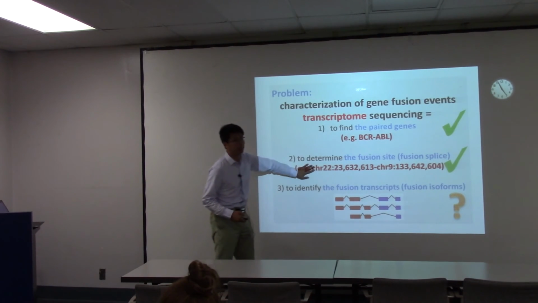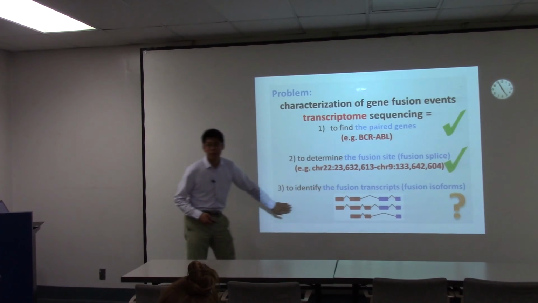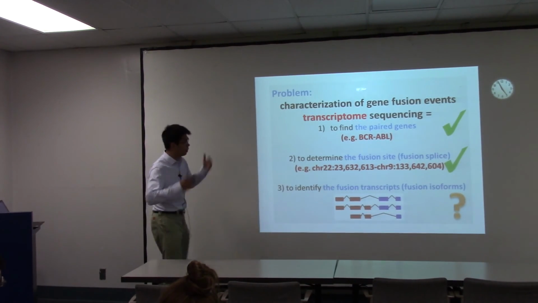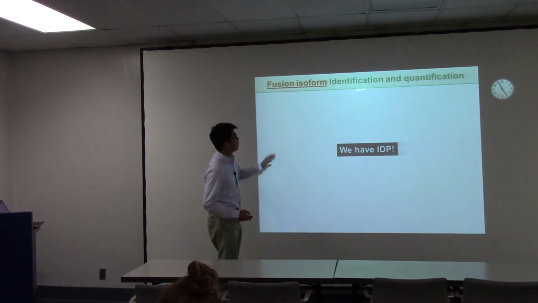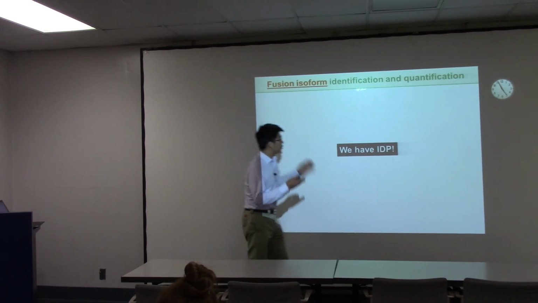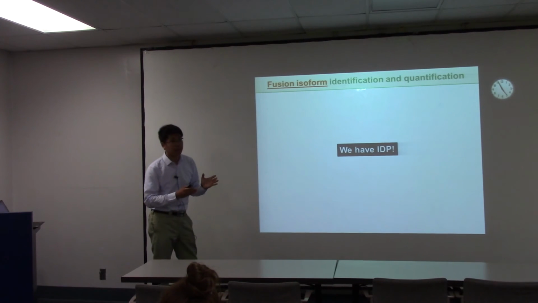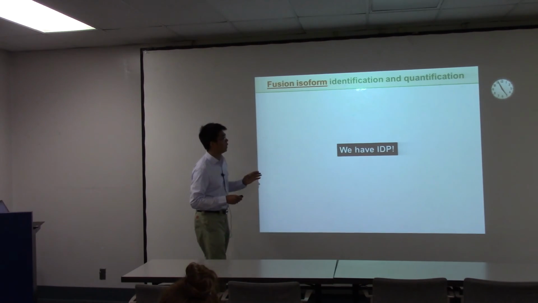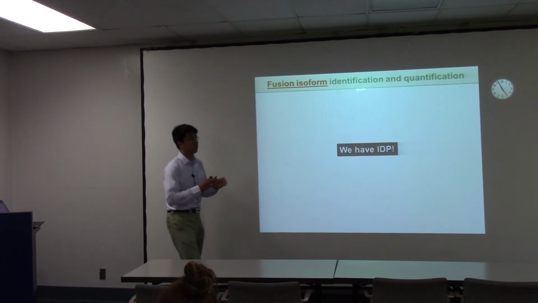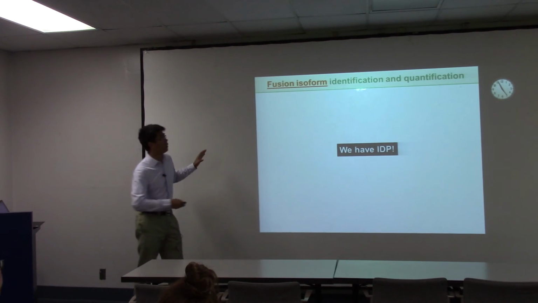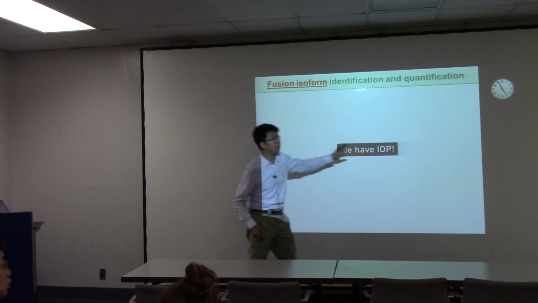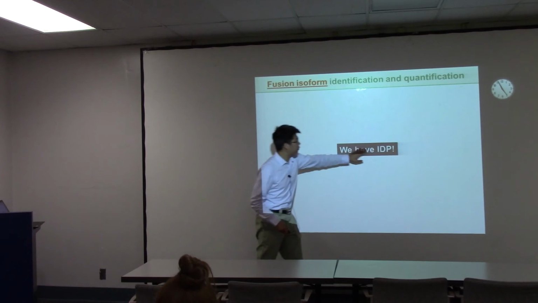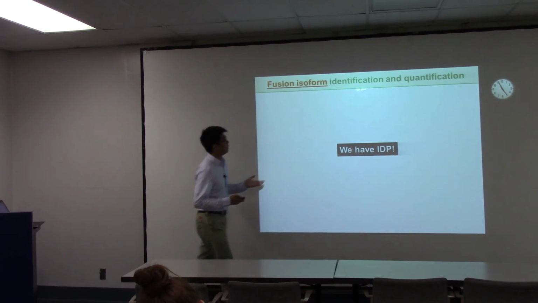Now we have solved the second problem, but how about the last one, the isoform? We talk about isoforms for the whole seminar. We have IDP, right? I do not go through the technical details here, but we have to do some modification so that we can consider the fusion gene as a single gene. Then we can apply IDP so that we can identify the isoform expressions and their abundance.